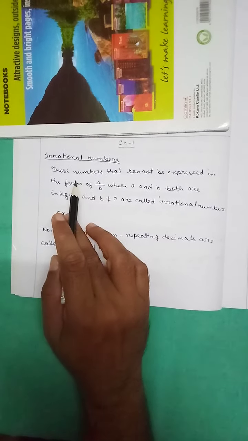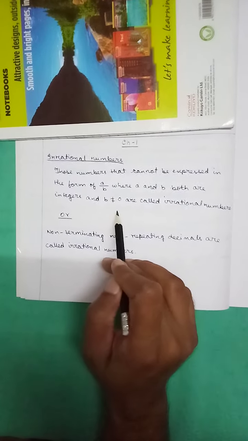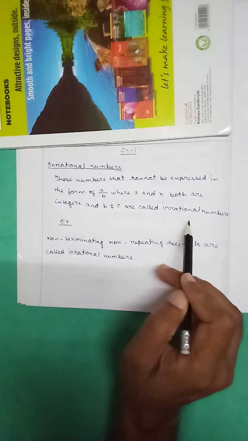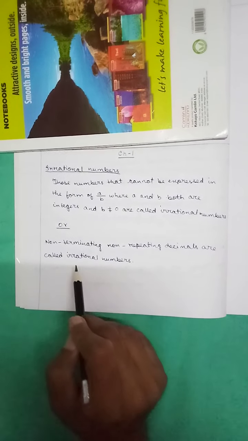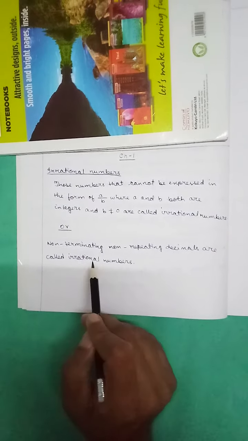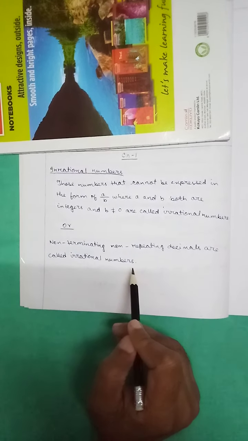But definition, those numbers that cannot be expressed in the form of a by b, where a and b both are integers and b not equals to 0 are called irrational numbers. Another definition, non-terminating, non-repeating decimals are called irrational numbers.